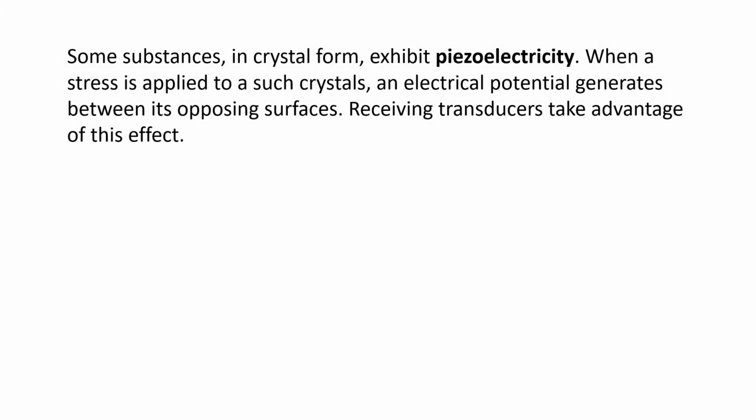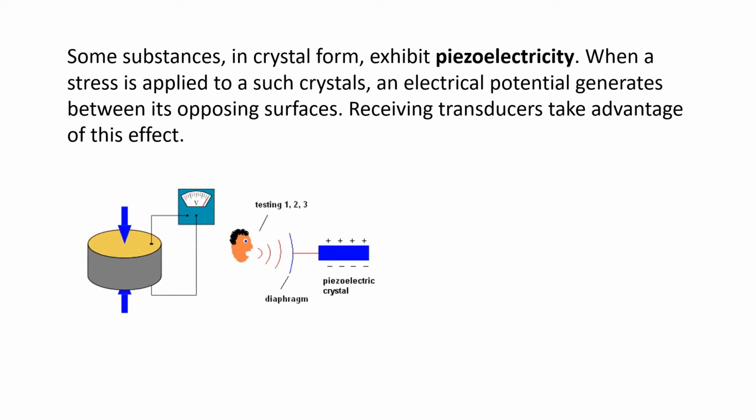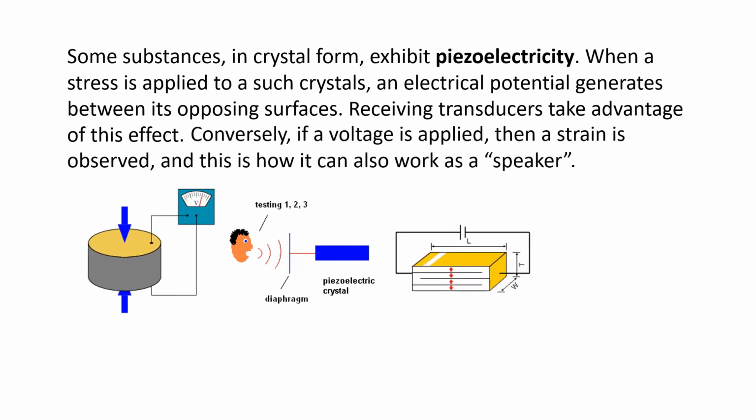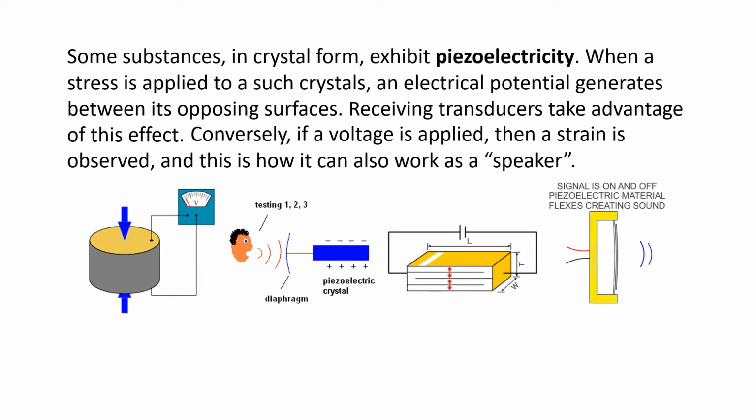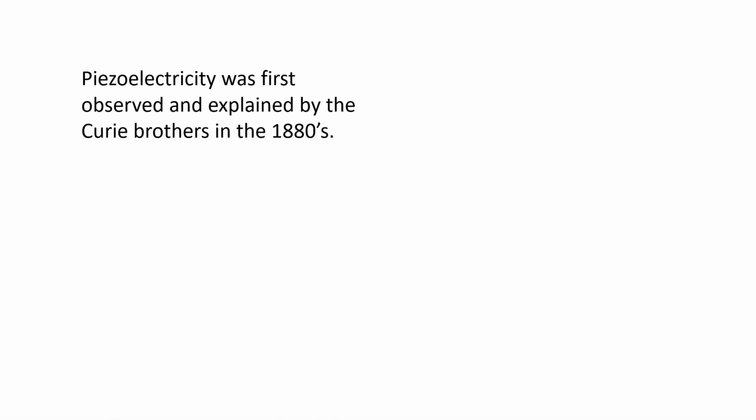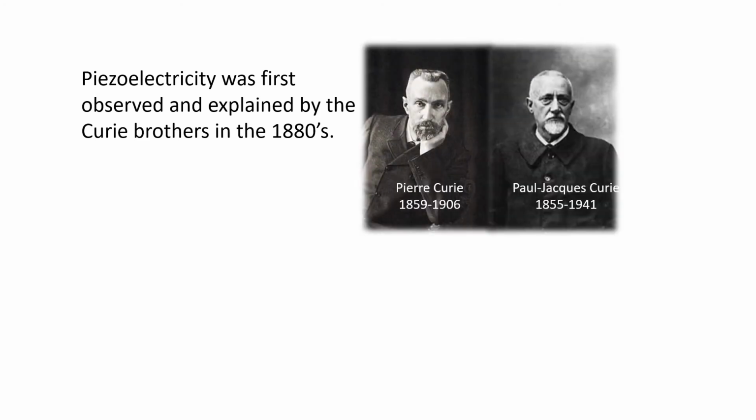Some substances in crystal form exhibit piezoelectricity. When stress is applied to such crystal, an electrical potential generates between its opposing surfaces. Receiving transducers take advantage of this effect. Conversely, if a voltage is applied, then a strain is observed, and this is how it can also work as a speaker. Piezoelectricity was first observed and explained by the Curie brothers in the 1880s.